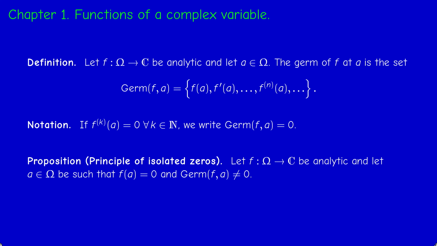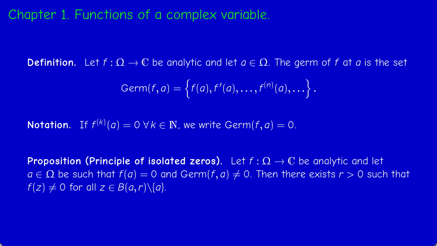So the first result: I will prove 3 related results about analytic functions, which are actually generalizations of polynomials, if you like, that you studied at school. The first proposition is about the fact that zeros of an analytic function, if it's not trivially 0, are isolated. It's like polynomials.